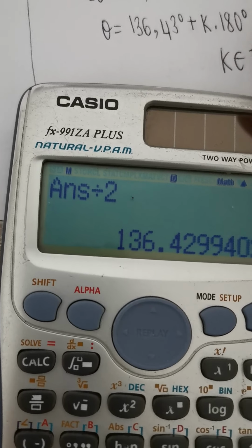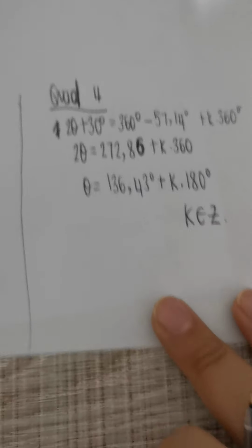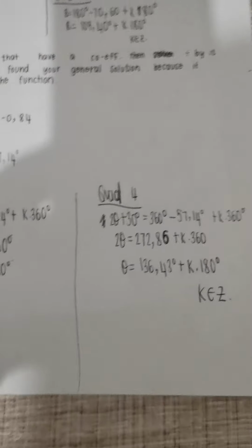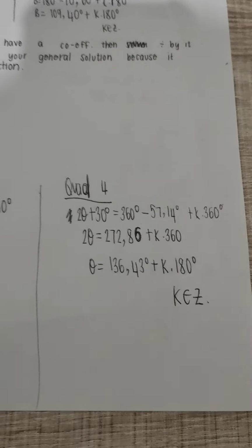K is an element of integers. Oh, please don't forget that. Okay. Right. What do we have?